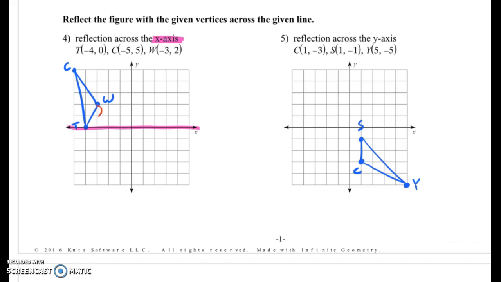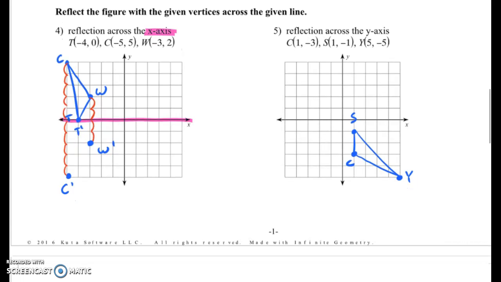For example, let's start with W. It is 2 to the line, so I'm going to go 2 again. This is called W prime. Then we count C, 1, 2, 3, 4, 5. So it's going to be 5 on the other side. 1, 2, 3, 4, 5. This one will be known as C prime. And lastly, T. It's on the line, which means 0 steps. So 0 steps again would be the same thing, which would be considered T prime.